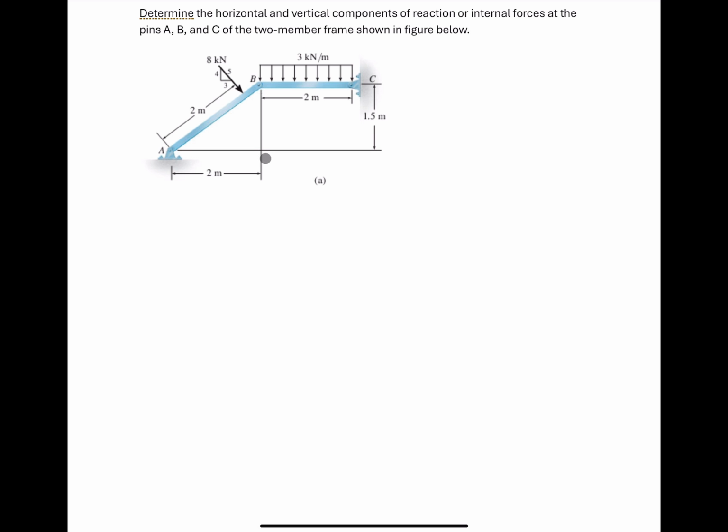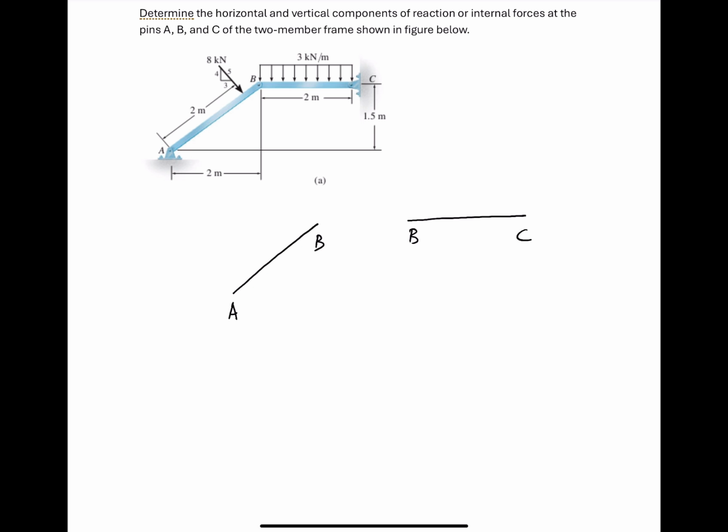So first of all, we have to disassemble this two member frame into separate members. So we have member AB shown here, and member BC shown here.